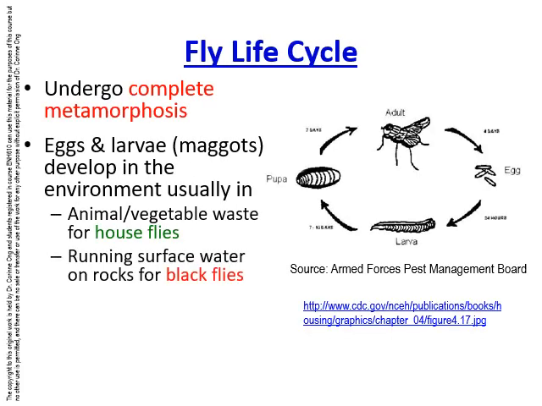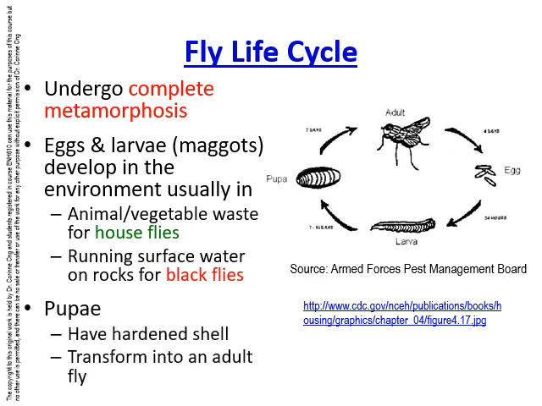Unlike cockroaches, flies undergo complete metamorphosis. They have the larvae or wormy stage and the pupae stage where they cocoon up. Houseflies will usually lay their eggs in animal or vegetable waste, whereas black flies require running surface water and will lay their eggs in creeks. After they pupate, flies develop into adults within the hardened shell of the pupae, emerging after a week to start flying around.